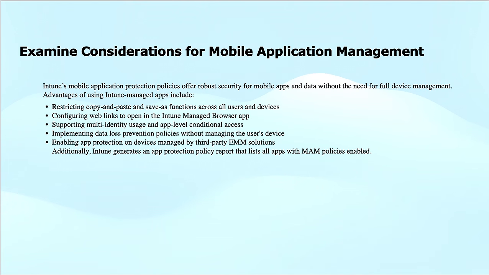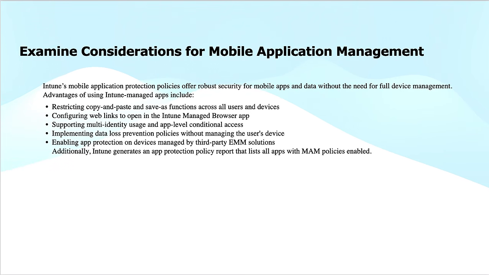Next is configuring web links. It ensures the web links open only within the Intune managed browser application, keeping users in a controlled environment, and it reduces the security risks. Next is enable multi-identity and app-level conditional access. It allows users to access different accounts or services within the same application, which is called multi-identity. You can also apply the conditional access policies to control app usage based on the user's identity and the device status.